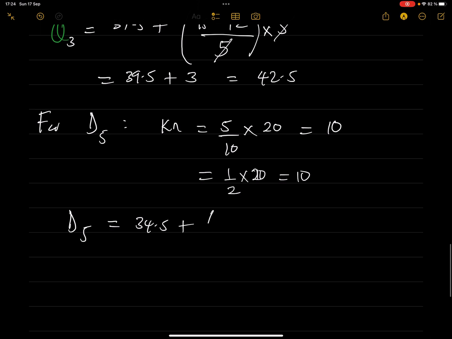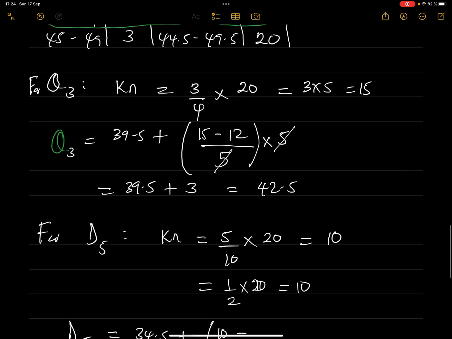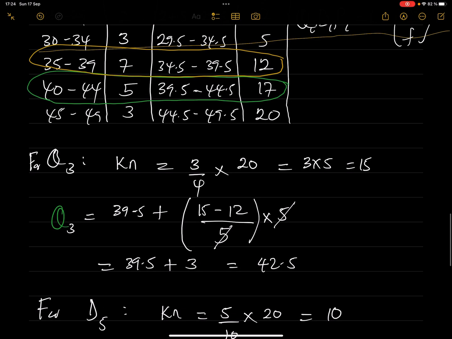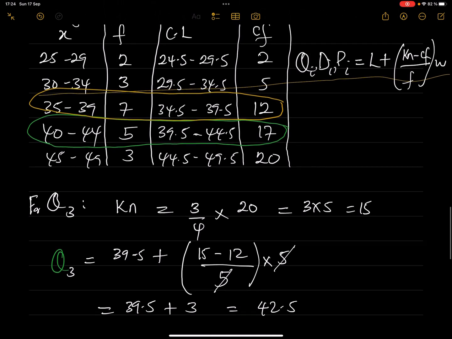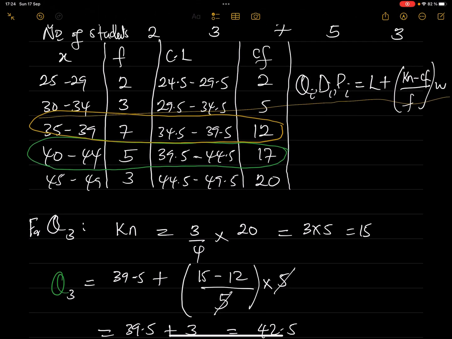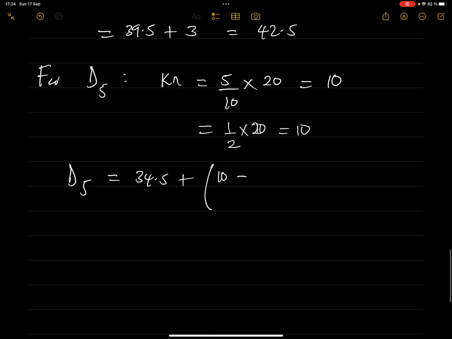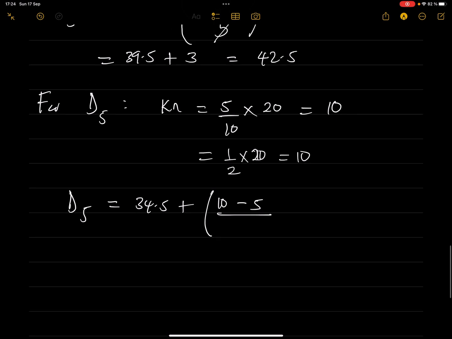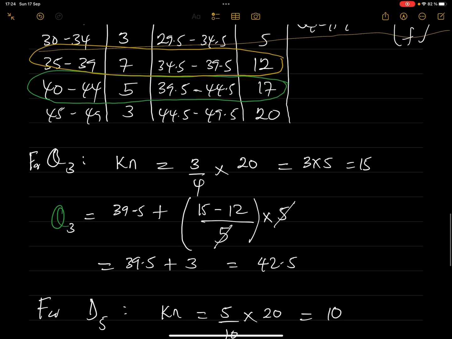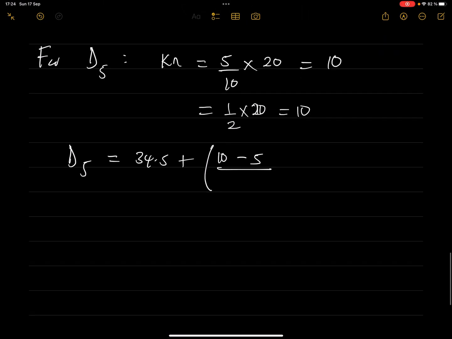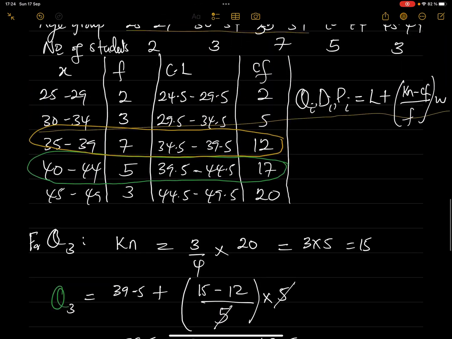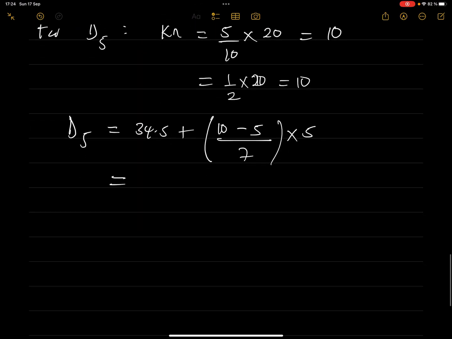34.5 plus, open a bracket, Kn. Our Kn is 10 minus the cumulative frequency of the class before the location of interest. The cumulative frequency there is 5, so this is 10 minus 5, divided by the frequency of the location of interest. The frequency there is 7. Perfect. Multiplied by the class width, which is 5, because it has equal class width.